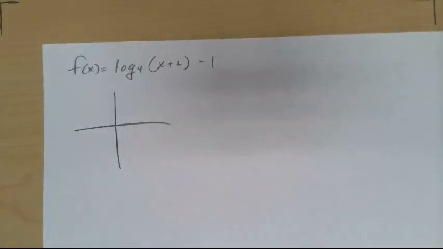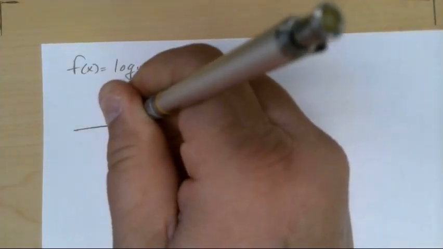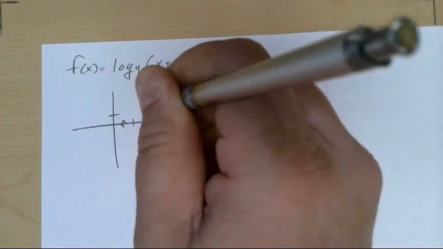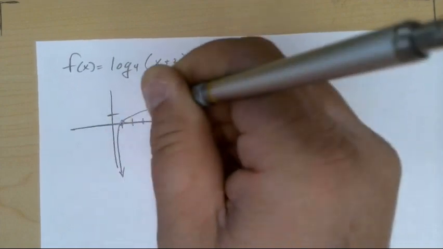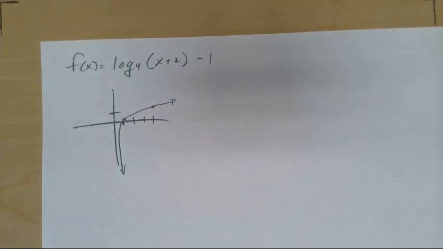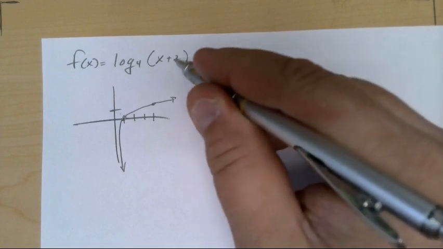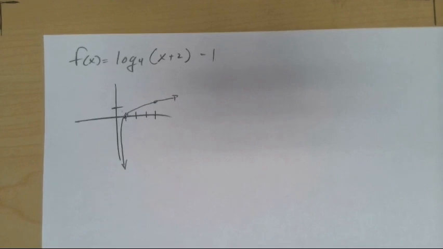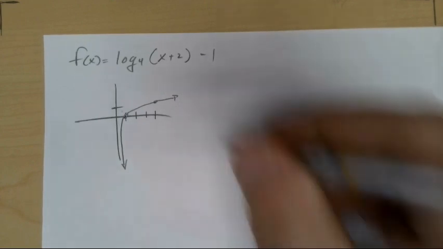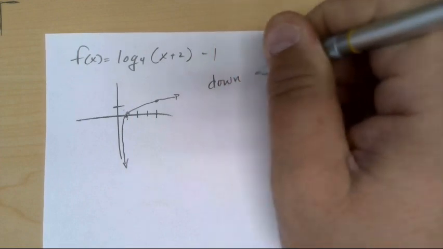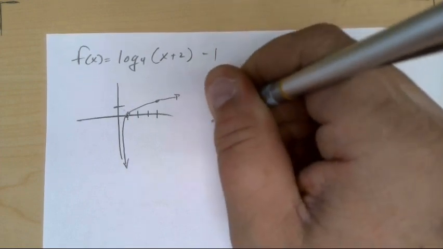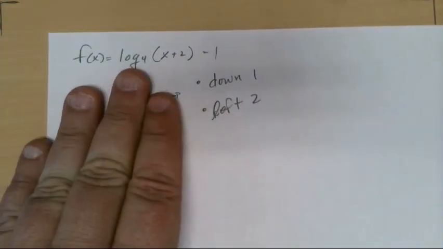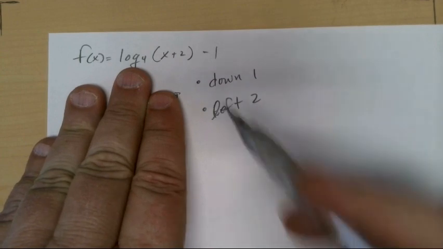Although I could graph log base 4 of x plus 2. It's going to go through that point, 1, 0, and it's going to go through 2, 3, 4, 1. And it has a vertical asymptote right at x equals 0. And I could look at that and say, oh, it's going down 1, right 2. And I guess I'm going to have to do that eventually, aren't I? Down 1 and not right, but left 2.